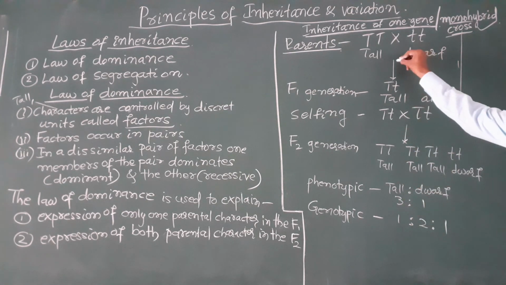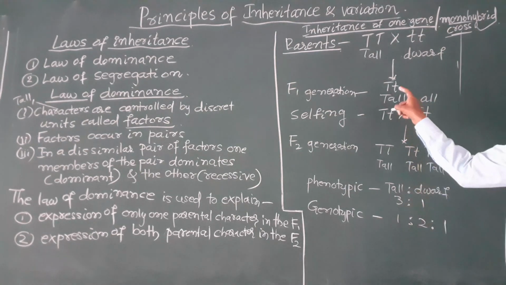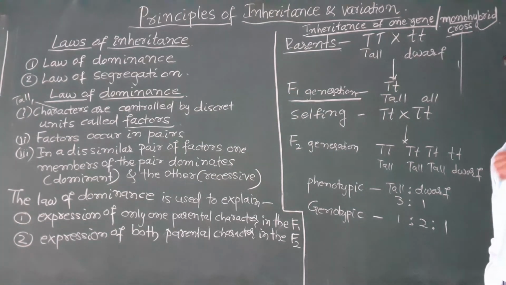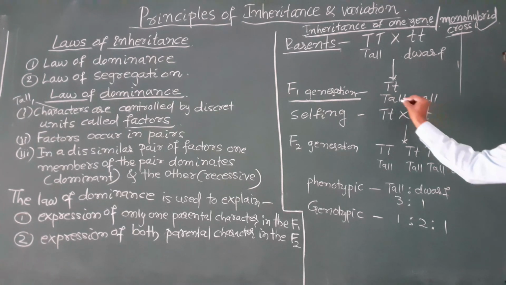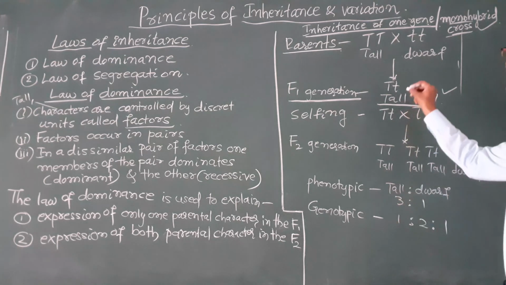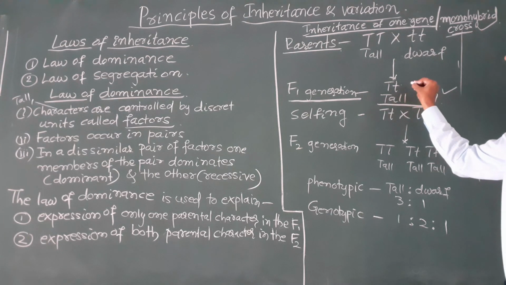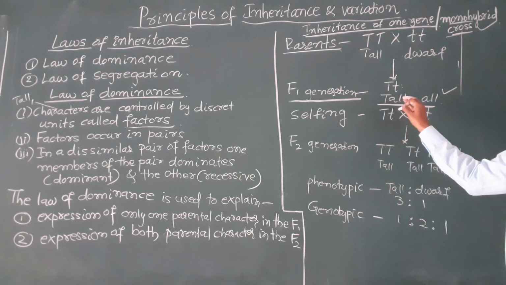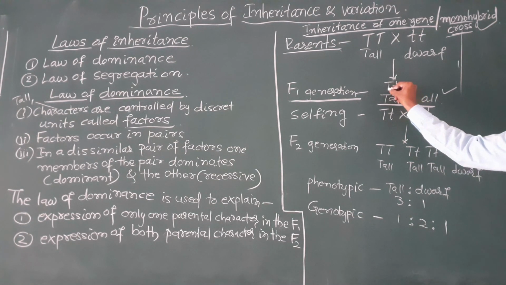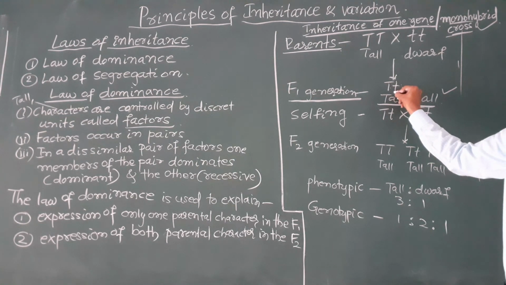And then what happens when they are crossed? He got the F1 generation, that is the first filial generation, and here all the plants were tall in the F1 generation. Their genotype is capital T and small t. He did not get the dwarf plant here because capital T, tall, is dominant over the dwarf, that is, small t.